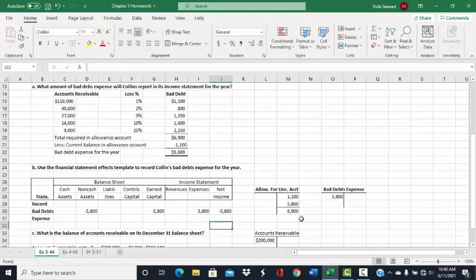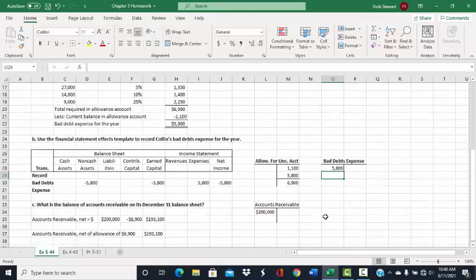And we can see the effects of this transaction in our T accounts. We start with our balance of $1,100, and we're going to have a credit to our allowance for uncollectible accounts of $5,800, and then that gets us to that $6,900 balance that we calculated in Part A. And then we would also have a debit to bad debts expense.